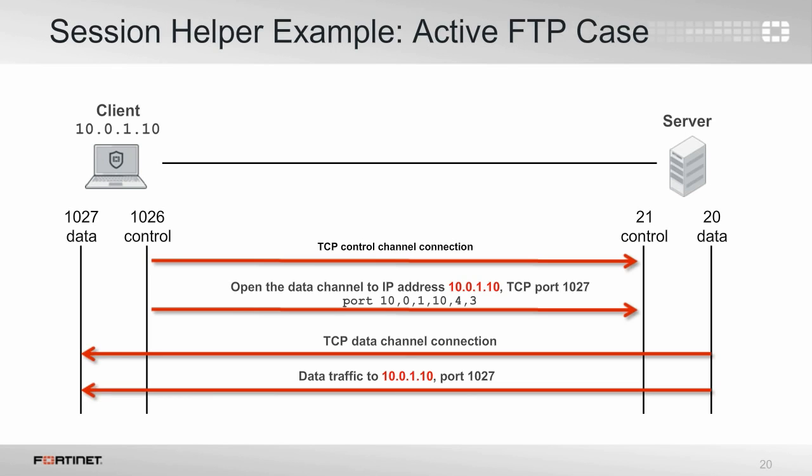FTP has 2 modes, active and passive. The mode determines who initiates the data channel. In passive mode, the data channel is initiated by the client. In active mode, the client sends the port command through the control channel. The command includes the client IP address and the TCP port for the incoming data channel. Then, the server initiates the TCP session to the IP address and port number specified by the port command.